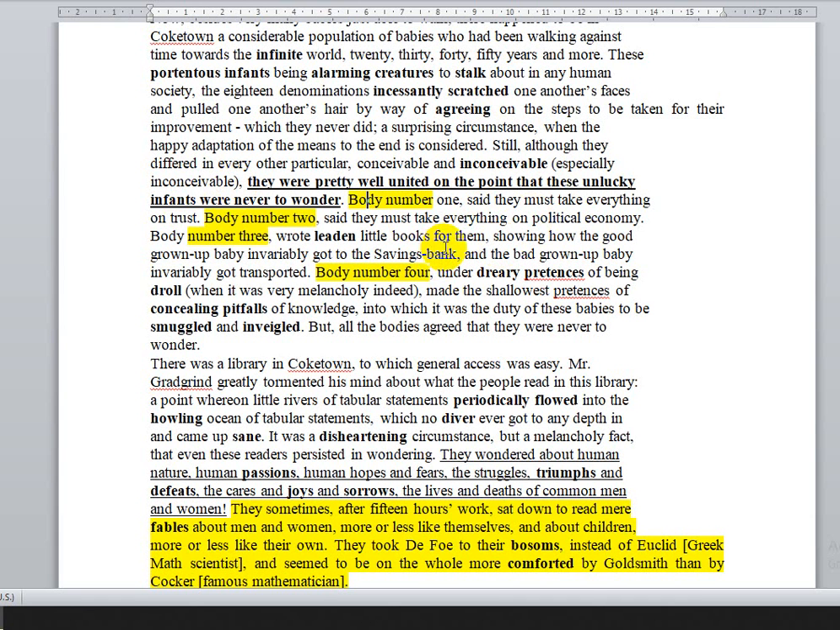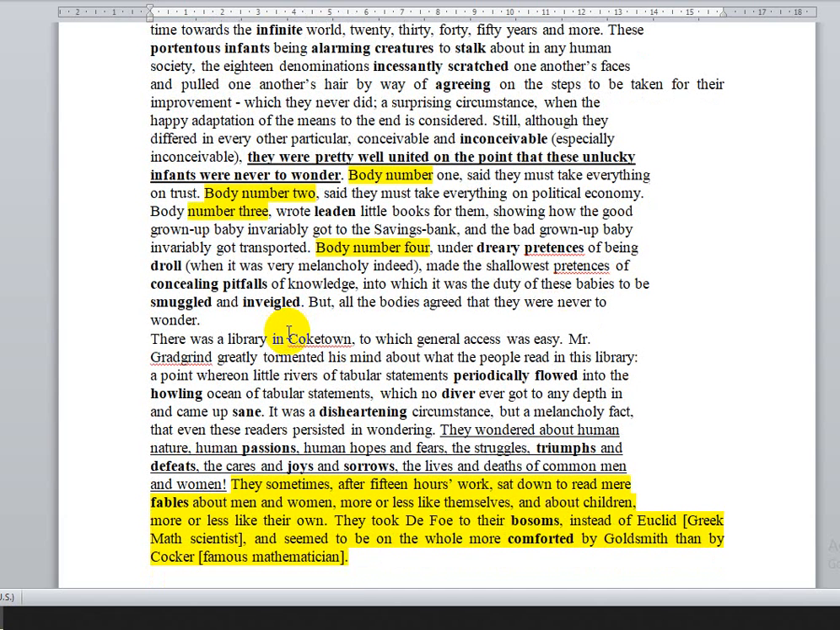Body number 2, they must take everything on political economy. They should keep in mind what is beneficial, what is interesting, or anything of benefit to them. Body number 3 wrote leading little books for them, showing how the good grown-up baby invariably got to the savings bank and the bad grown-up baby invariably got transported.